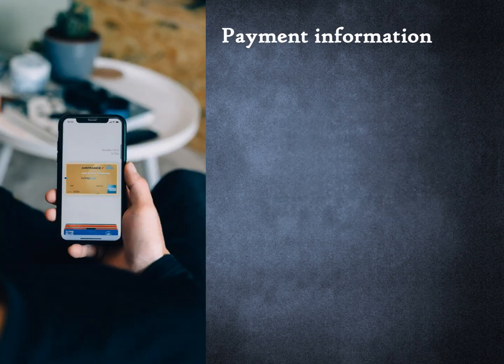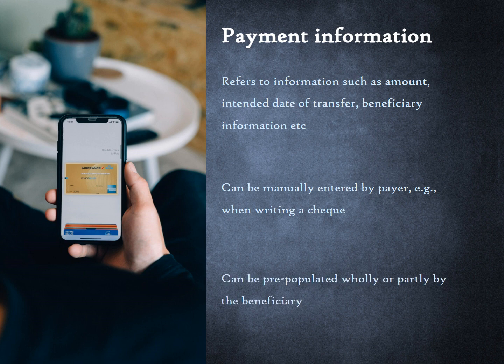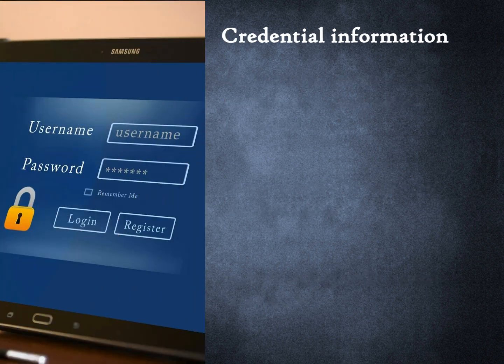Payment information refers to information such as amount, intended date of transfer, beneficiary information. Sometimes, the payer enters the information manually. For instance, while writing a check. At other times, the information may be wholly or partly prepopulated by the beneficiary. For instance, when we swipe our card, the card reader contains the intelligence on the receiving bank account of the beneficiary. Credential information refers to information like usernames, passwords, PINs.